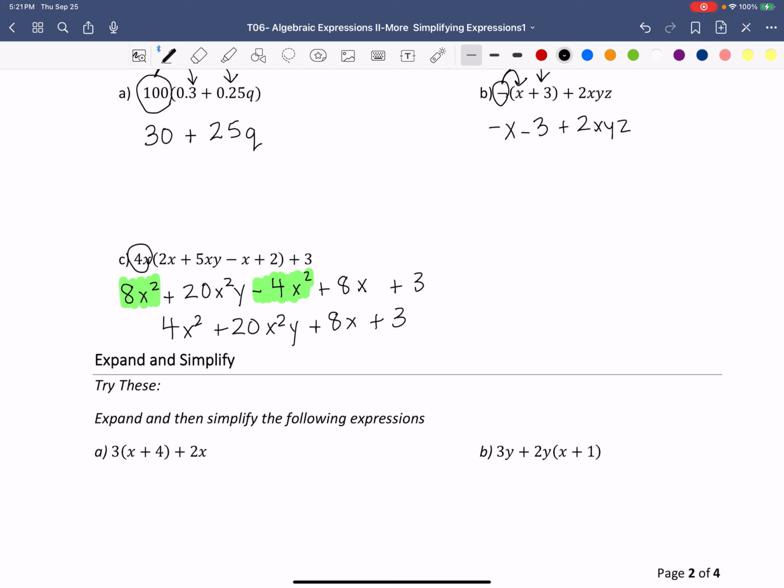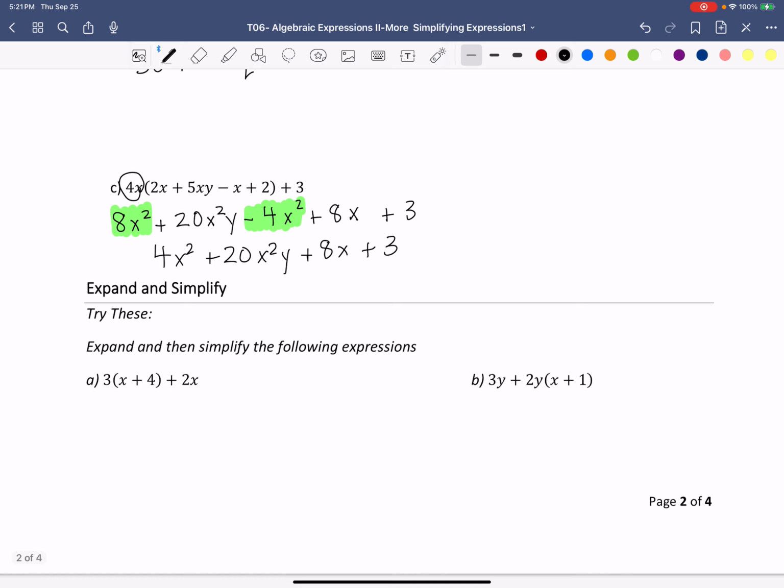So, more practice. You're going to expand and then simplify these expressions. So you're going to make sure that you open up that bracket and then collect like terms for each of these questions. So again, you can stop the video and check your work and see if you're following along and it's starting to catch on.